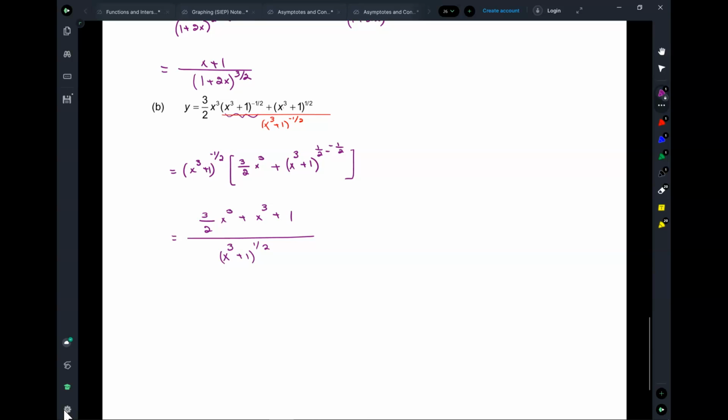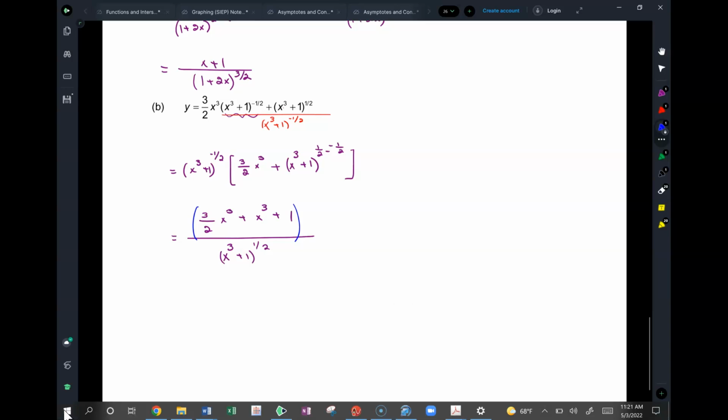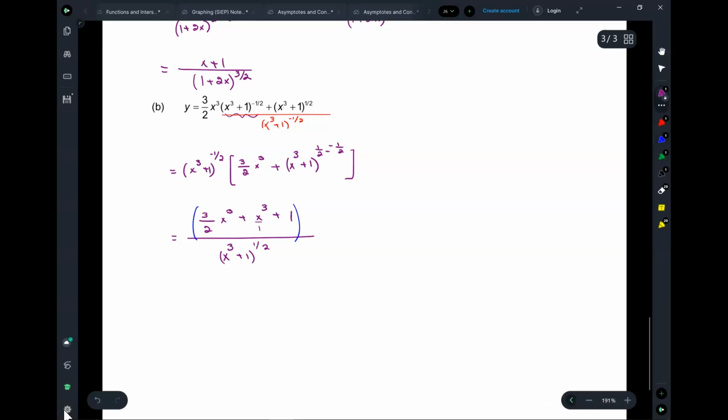3 over 2 x cubed plus 1 x cubed is 5 over 2 x cubed. Okay, so here's what we're going to do. Again, we're going to do the same thing. What's the common denominator for all of them? These are all over 1, so the common denominator would be a 2.